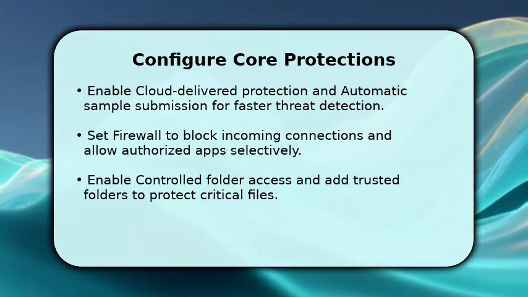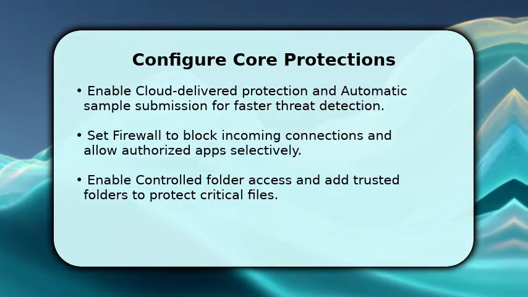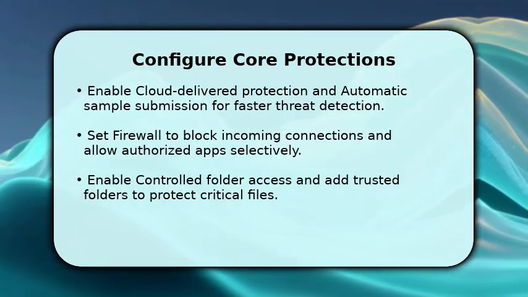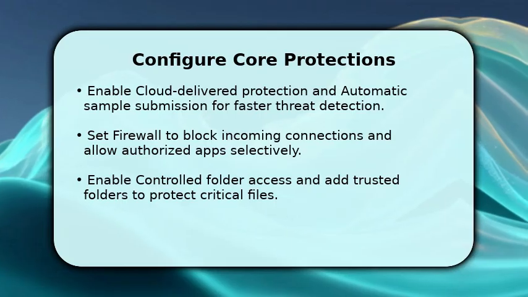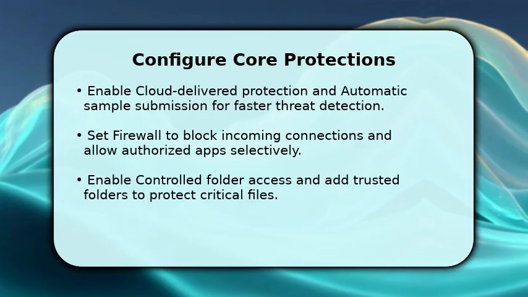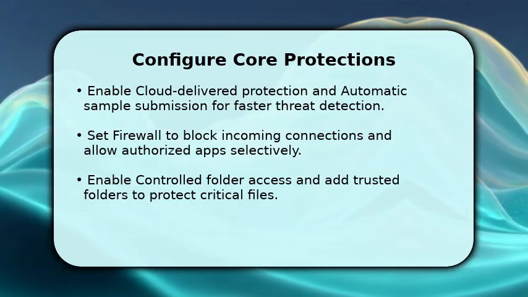Open Firewall and Network Protection and set Firewall to block incoming connections by default. Allow only authorized apps through the firewall using the Allow an App feature. Set app and browser control to warn or block for unrecognized apps and downloads from the web.